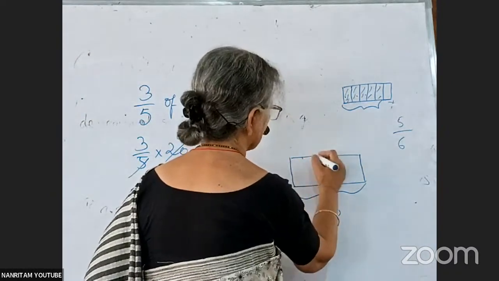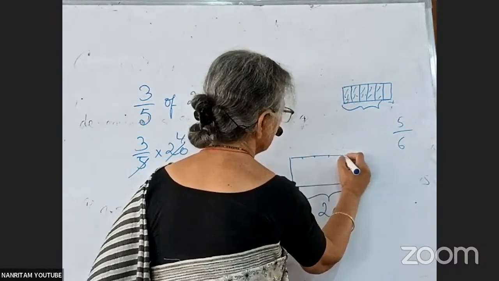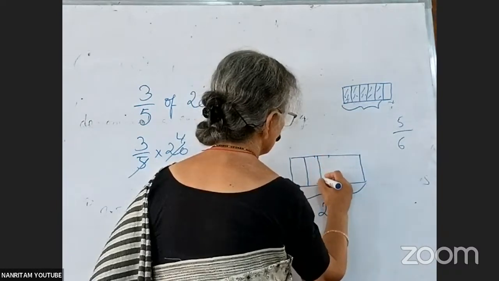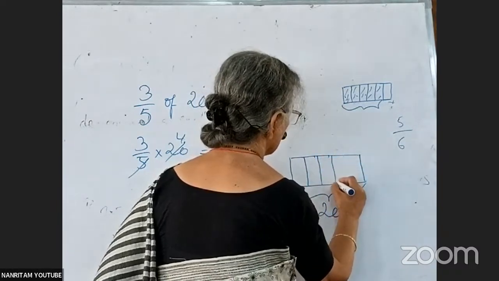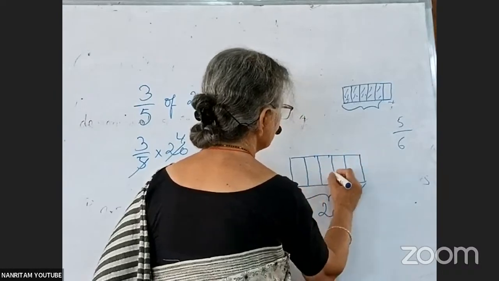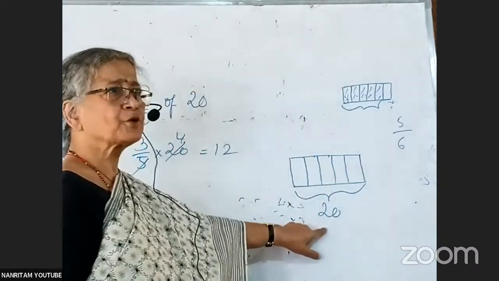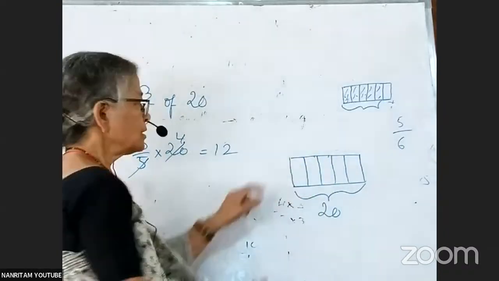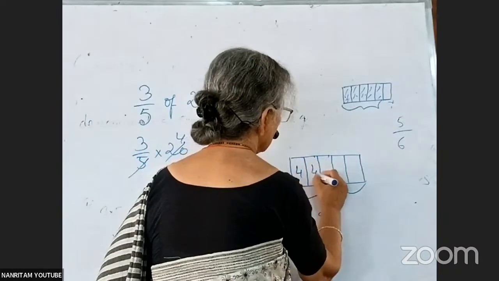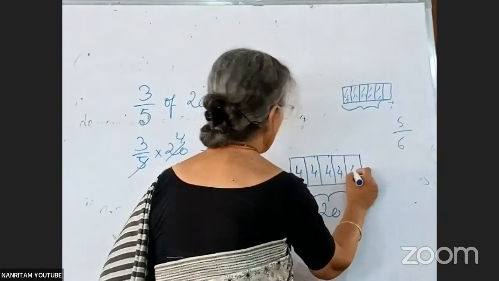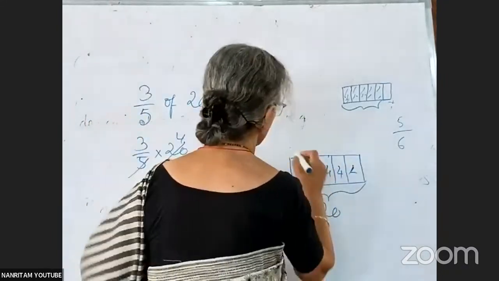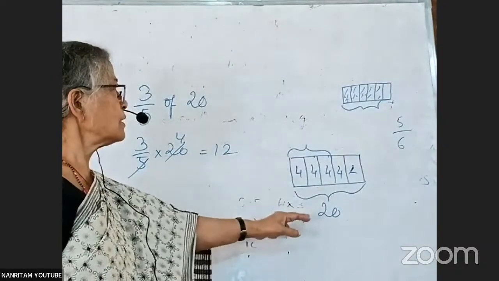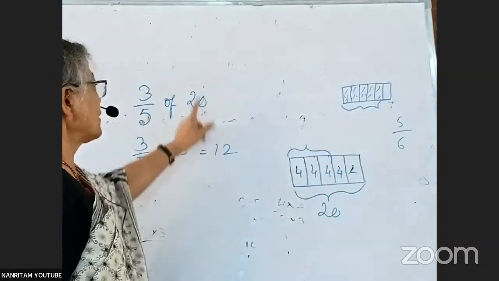What portion? Say 1, 2, 3, 4, 5. See, I'm dividing into 5 portions. So each one is 4. So write 4. So what do we want? 3 portions out of 20.